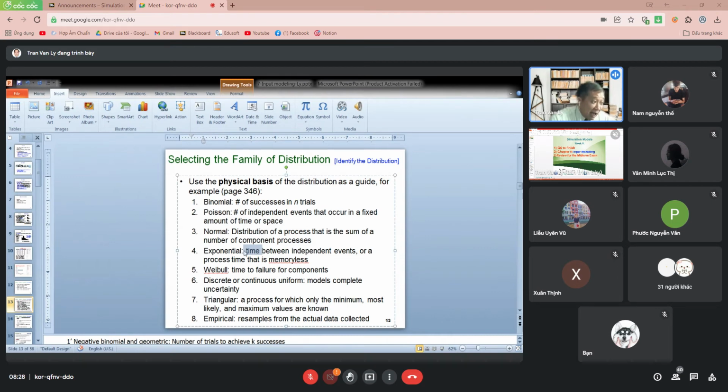Now, the time between two customers, the first customer and the second customer, follows exponential. Okay, not the number of customers. If it is the number of customer arrivals in one minute, it follows Poisson. Okay.